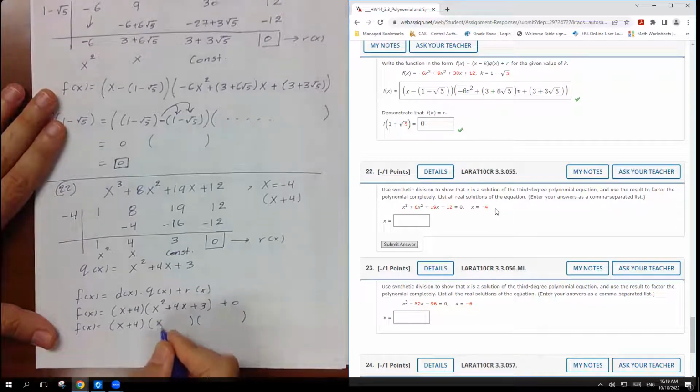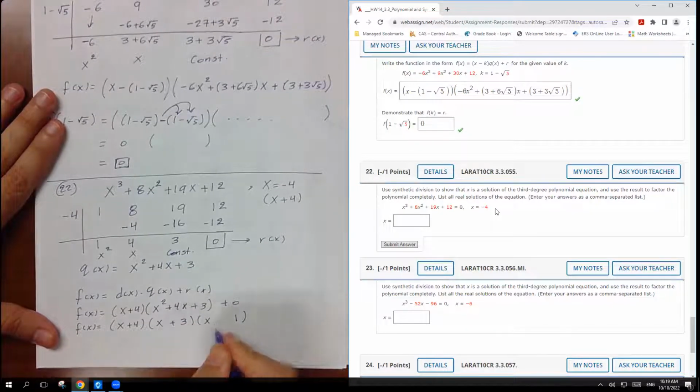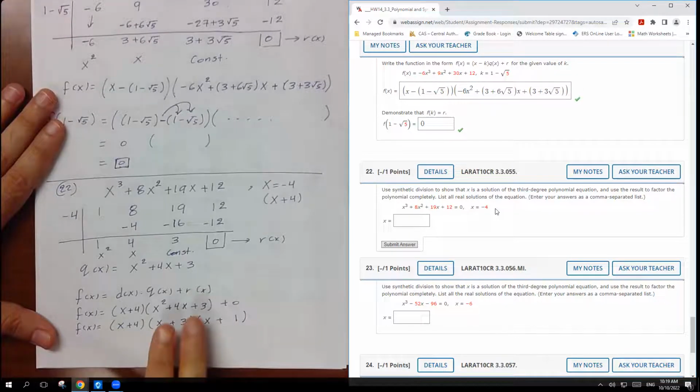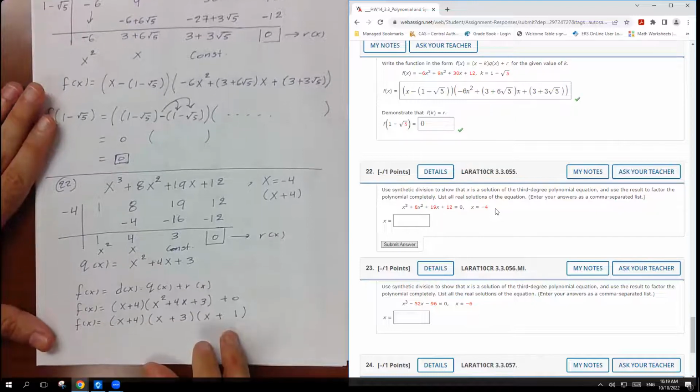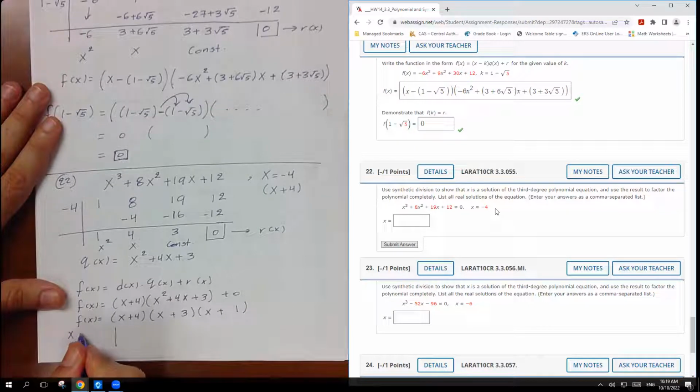That means here is x. I'm going to put 3 here and 1 here, plus and plus. That's because we can factor this quadratic. That means we have 3 solutions, 3 zeros. So we're going to say x plus 4 equals 0. That means x is going to be equal to -4.